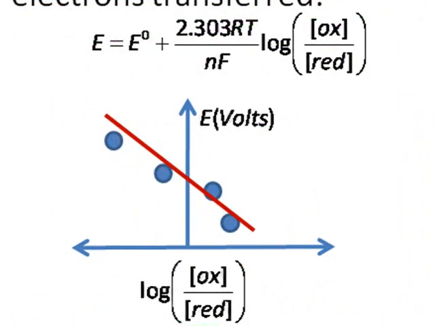If we take the Nernst equation in the log to the base 10 form, and plot E against the log of the oxidized to reduced species concentration ratio, you can see by relating this equation to the equation of a straight line, y is equal to mx plus c, the y-axis intercept is going to be equal to E0, the standard cell potential. M, the slope, is going to be 2.303 RT over NF, and therefore that will allow us to calculate N.